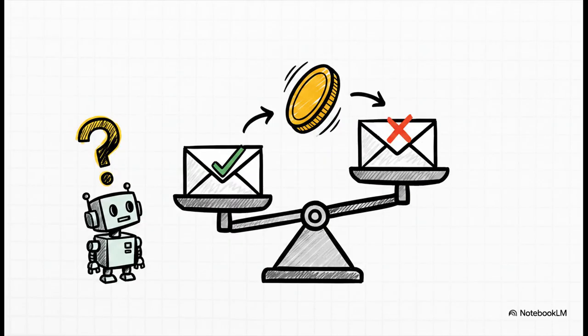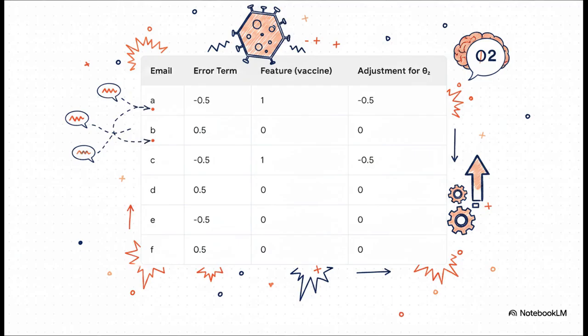So, on its very first attempt, with all its settings at 0, the model is completely clueless. I mean, it has absolutely no reason to lean one way or the other. So for every single email, its first guess is just a coin flip, a 50-50 chance, a 0.5 probability of being spam. Okay, here we can see the learning happen in real time.